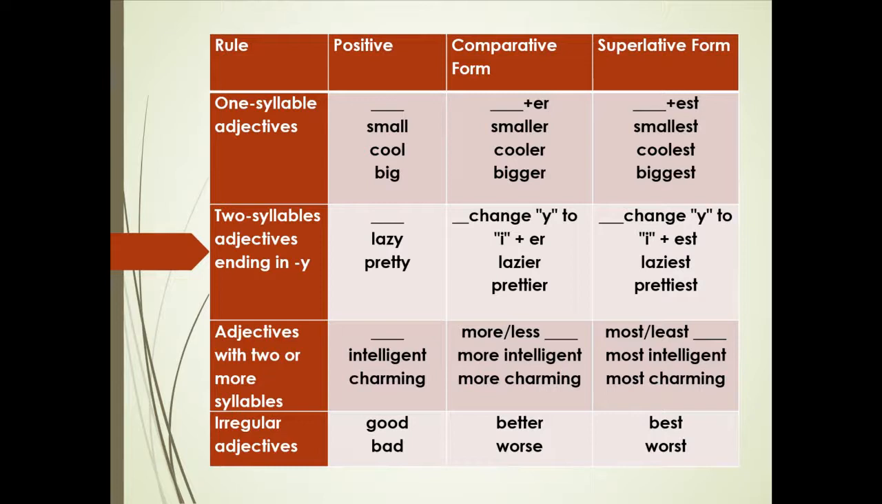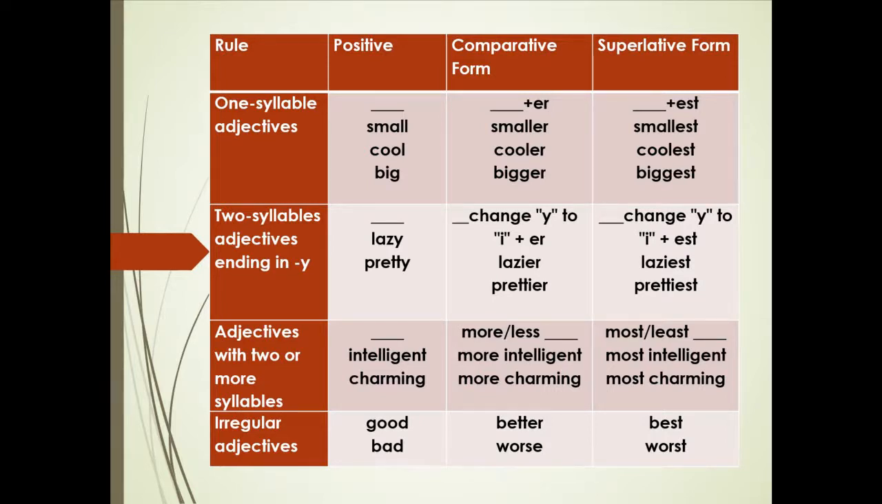And if you make it comparative, you have to add er at the end. For example, small becomes smaller, cool, cooler, and big, bigger. And to make it superlative, you have to add est at the end. Like small becomes smallest, cool, coolest, big, biggest.